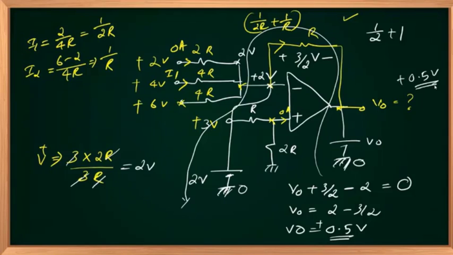So V out is positive 0.5 volts. So minus 0.5 is wrong, I guess. Right? V plus is 2 only, 3 multiplied by 2R divided by 3R, we cancel, 2 volts. So minus 1.5 plus 2, that is plus 0.5. Is that plus 0.5? Please comment. Yes or no? Plus 0.5 is right.